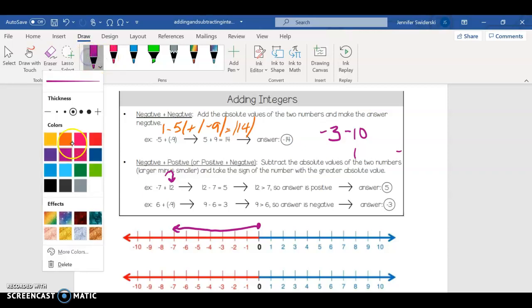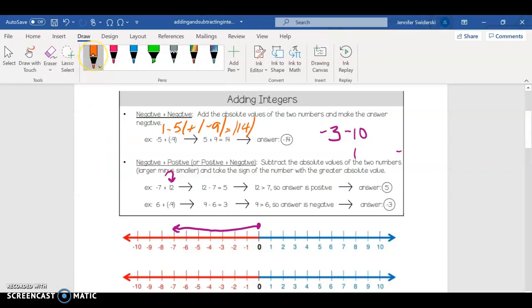Well, if I do that, that means I need to start at -7 again and add 12. So here's 7, 8, 9, 10, 11, 12. Where do I end up? I end up at 5. All right. Here, they're taking a different approach. They're taking the absolute value of the two numbers and subtracting the smaller from the larger. So they're saying 12 minus 7. The absolute value of 12 is greater than 7, so the answer is positive. The answer would be 5.